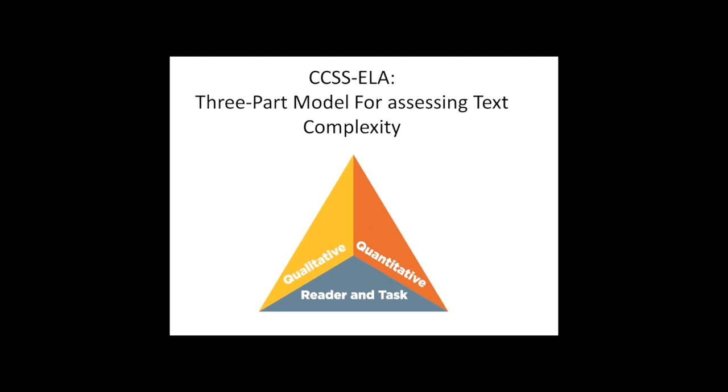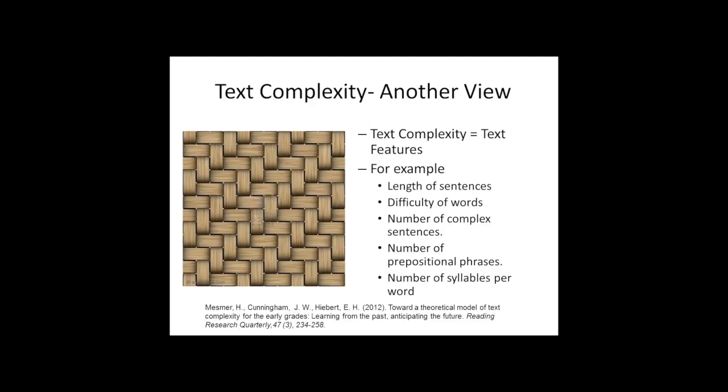And then the 3rd factor is reader and task elements. In other words, in assessing text complexity, we have to attend to what readers bring and the kinds of things that we're asking students to do with text, as in the task, because that will impact how easy or hard the text is for them. So most people are very aware of that model.